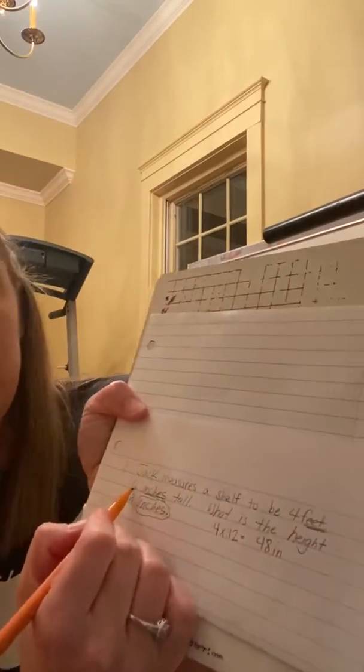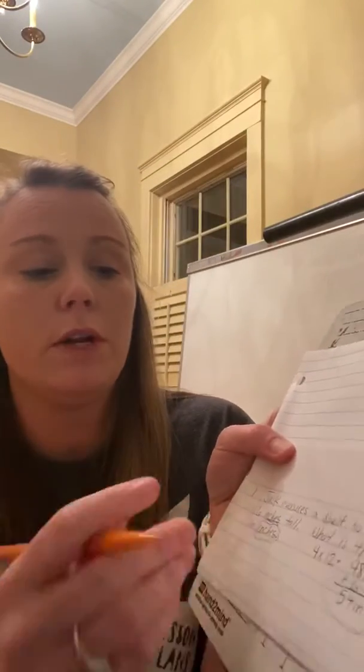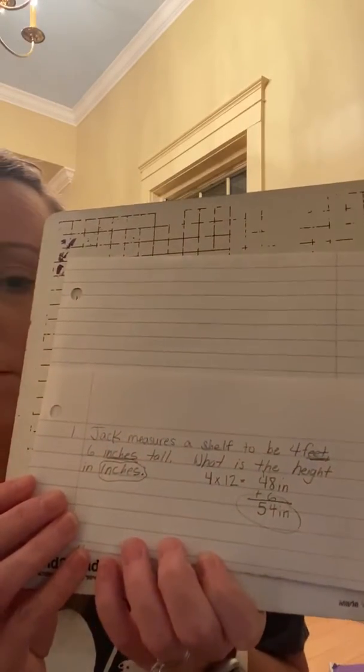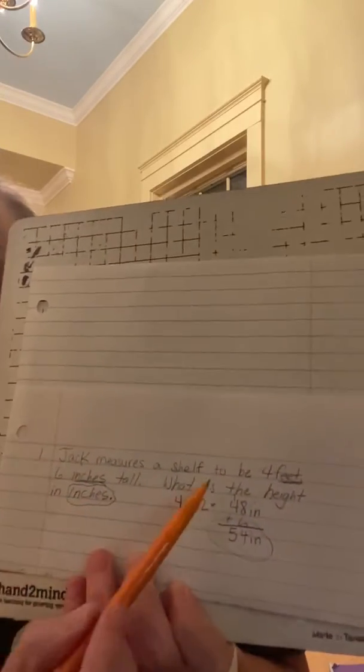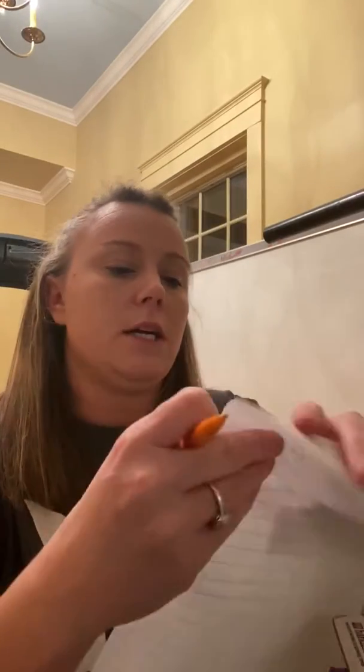But that's just one part of the shelf. There's still an extra 6 inches that he measured as well. So you would do 48 plus 6, and we would work this out, and that is 54 inches tall. So if we are going to answer this question, we would say the shelf that Jack measured is 54 inches tall. So we just took a simple conversion, taking feet to inches. Those are the type of questions that you're going to be answering over the next few days. So I definitely want you guys to become accustomed to doing that.